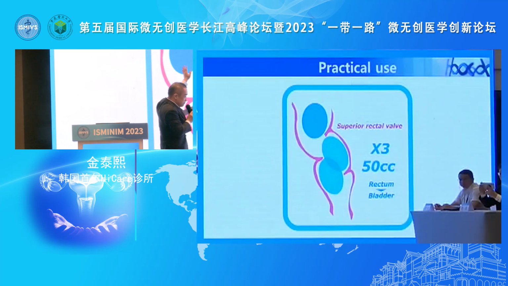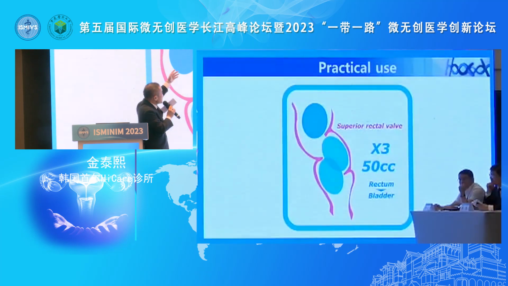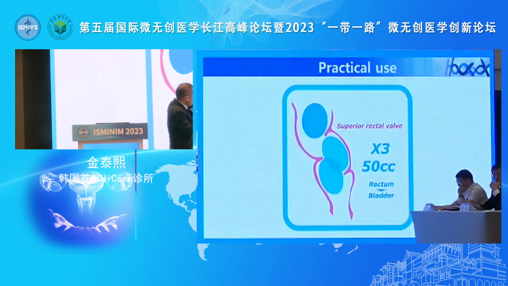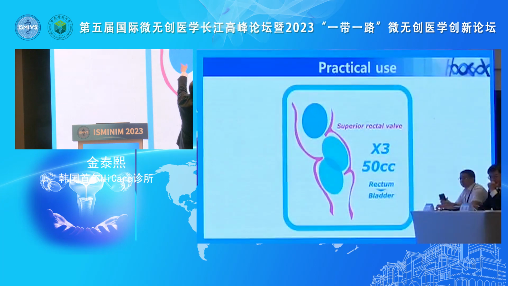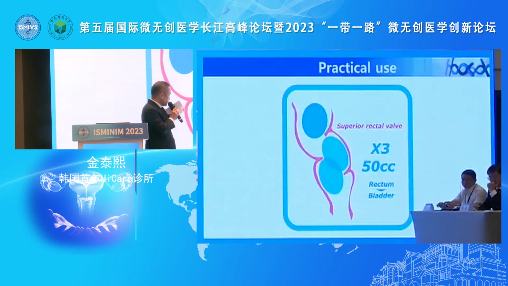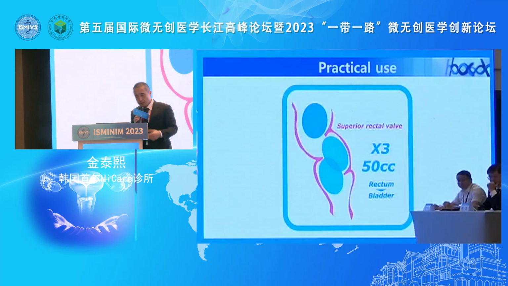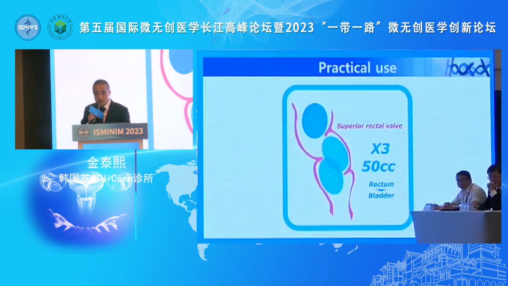The first time I used one balloon, but with one balloon it is easy to move back from the original position. So I put two balloons. These two balloons make some barricade. And if we put one balloon beyond the superior rectal valve, this is much better. The inflation amount is usually 50 cc. Sometimes I inflate with 60 cc, but sometimes 60 cc is easy to burst. So I usually use 50 cc. This is a sufficient and stable amount.